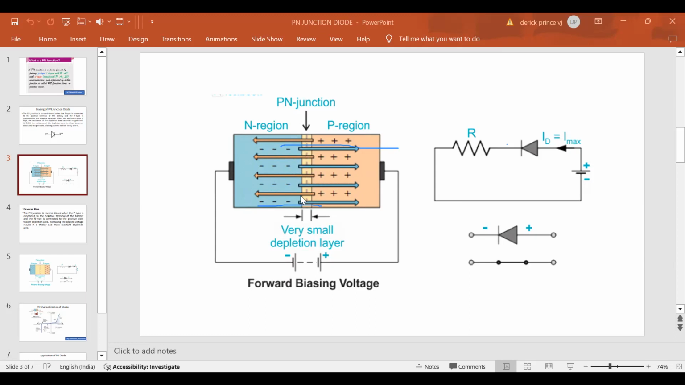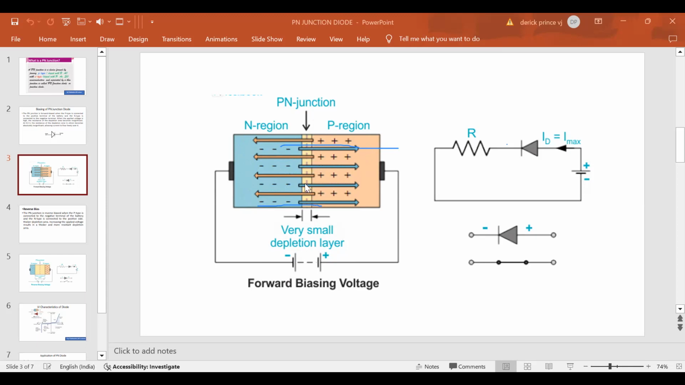The junction is having a depletion region. Here they have drawn a very small depletion region. Depletion region is nothing but this is crossing the junction. Holes are getting attracted towards the electron. Electron is getting attracted towards the holes. So there is a depletion region formed in between.